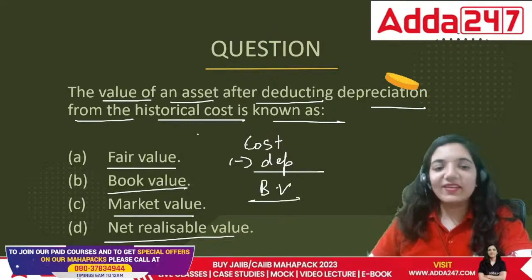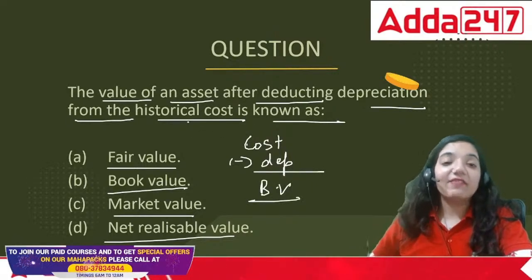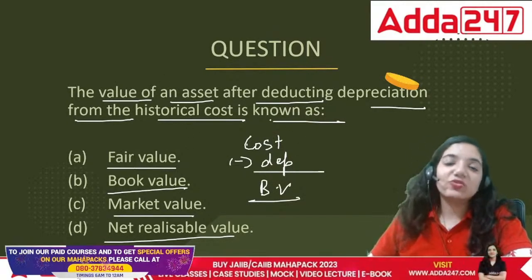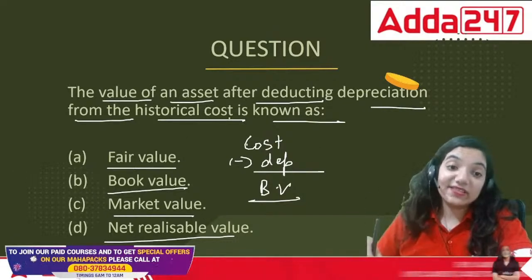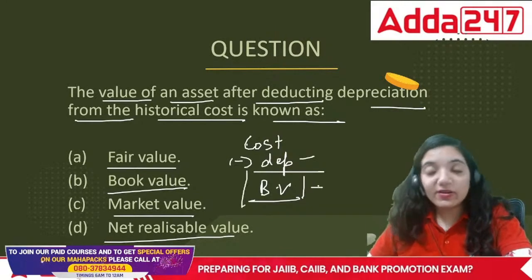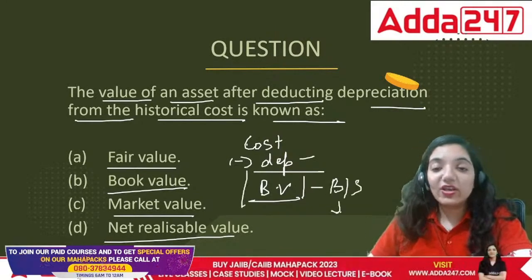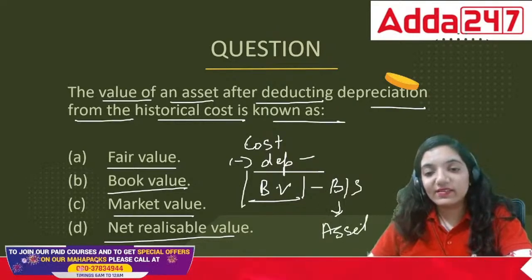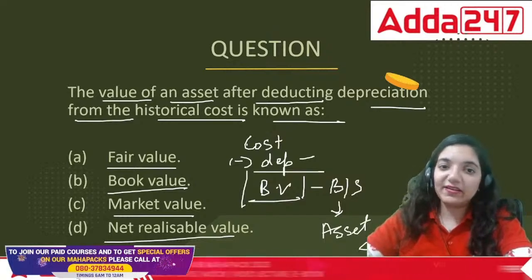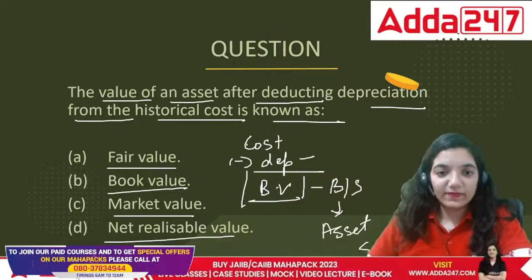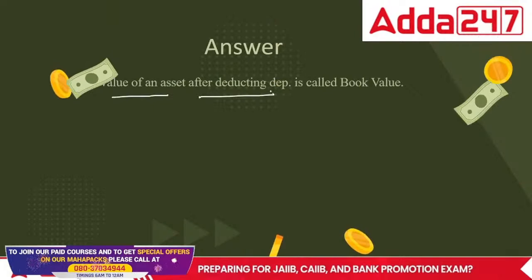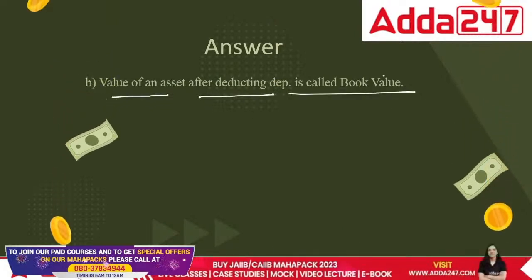Now this is what they are noting down. So I think I've given you the answer there. The value of the asset after deducting the depreciation from the historical cost is known as... historical cost is taken from the cost concept, while this concept says after reducing depreciation, whatever is left, you record it in the books of accounts, you take it to the balance sheet on the asset side. So in this case, what would be the correct answer? The correct answer is book value. Value of an asset after deducting depreciation is called book value.